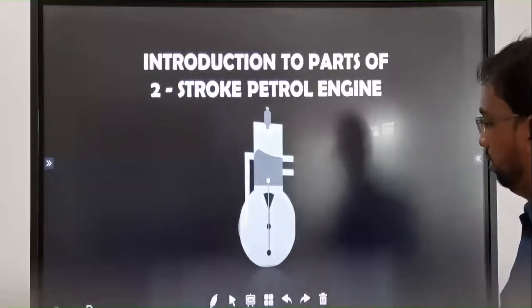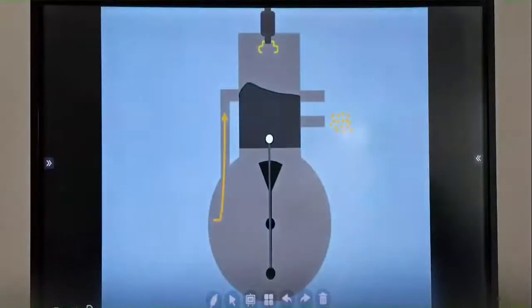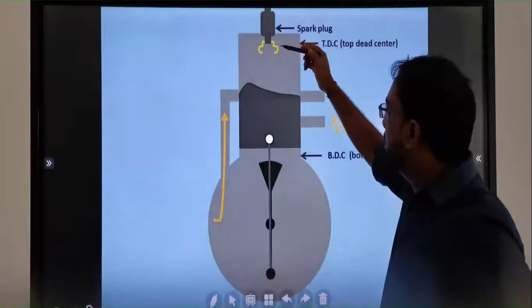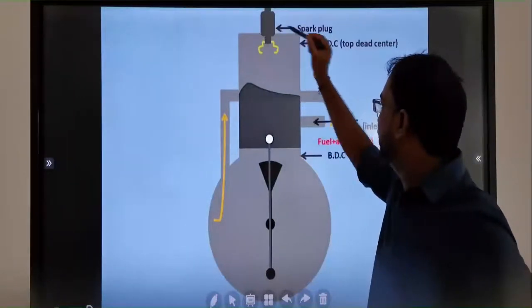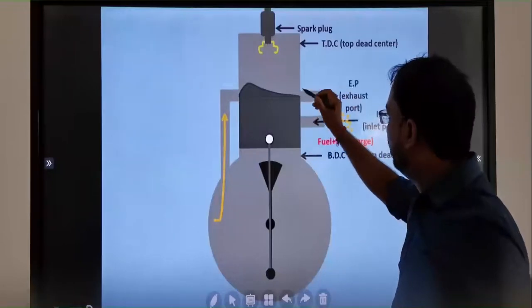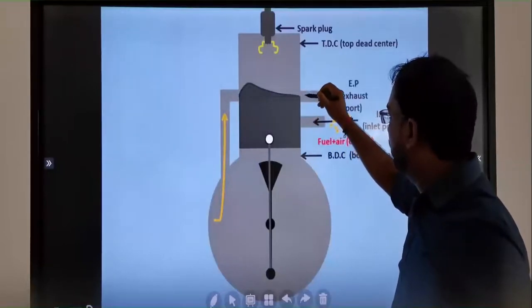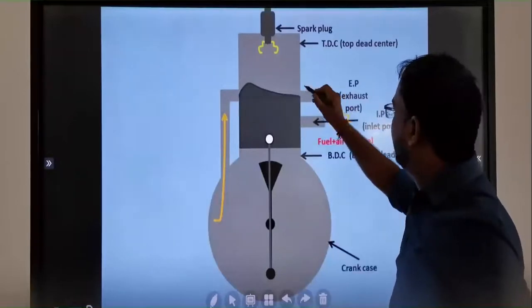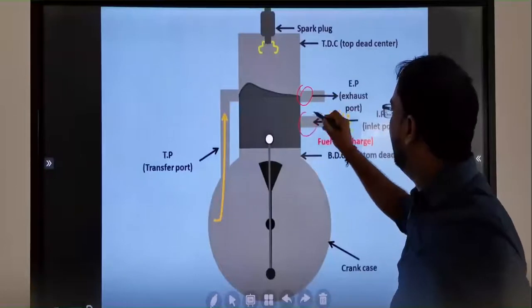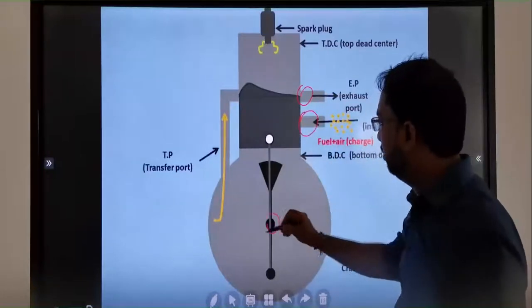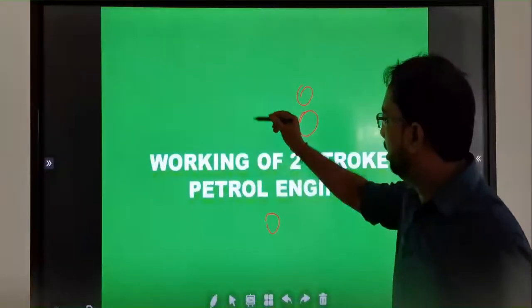So here, there is a spark plug but no intake or exhaust valve on the upside. There is no valve actually, it's a manifold. There is no valve that opens or closes. This is always open. This is the exhaust, this is the intake manifold, this is the crankcase, and this is the crankshaft. This is connected with the piston.